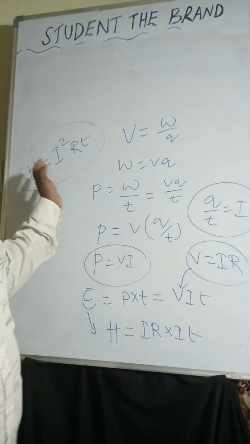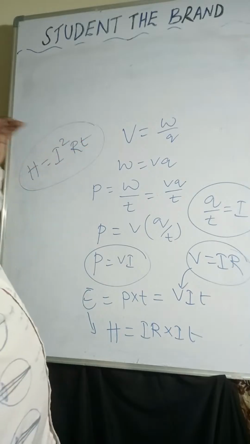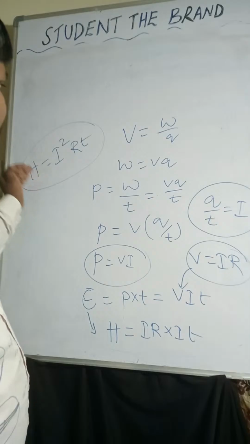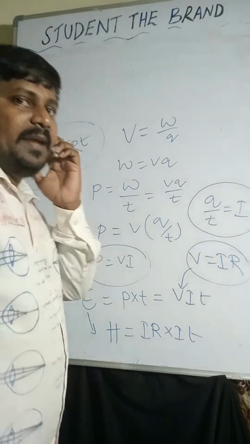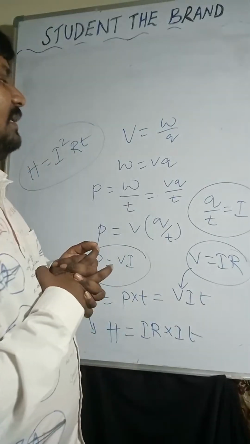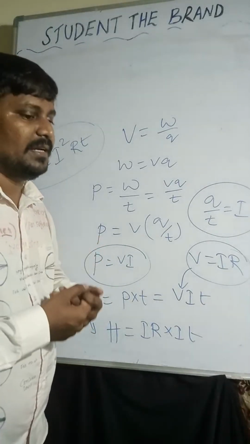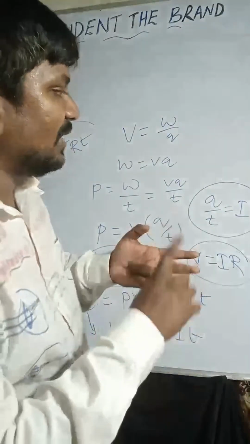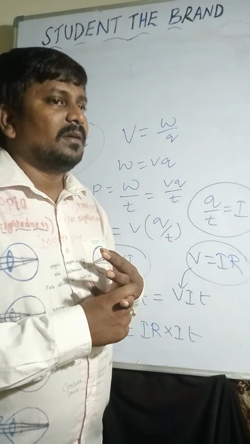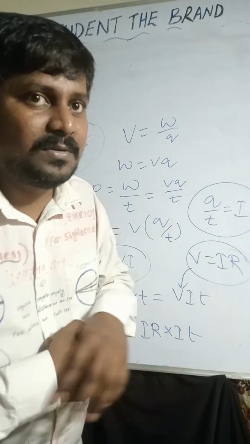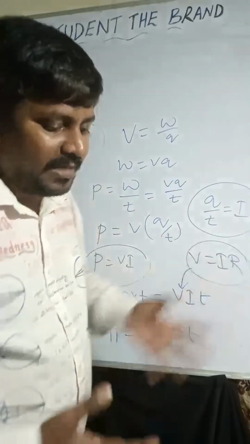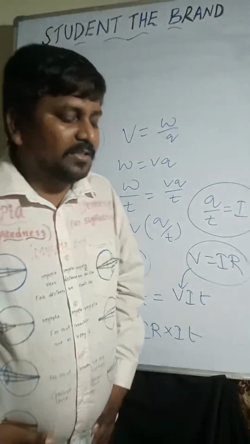Heat produced in the conductor is directly proportional to the square of current. Heat produced in the conductor is directly proportional to resistance. Heat produced in the conductor is directly proportional to time. Okay, I hope it is very clear to you all. Then applications of heating effect of electric current: electrical cooker, electrical oven, water heater. Any other examples? Hair dryer. There are so many examples.